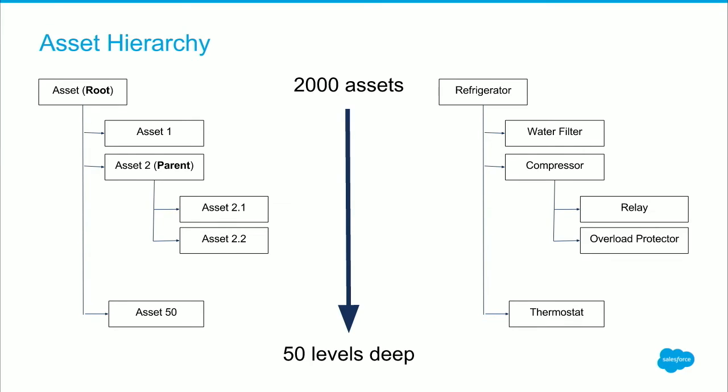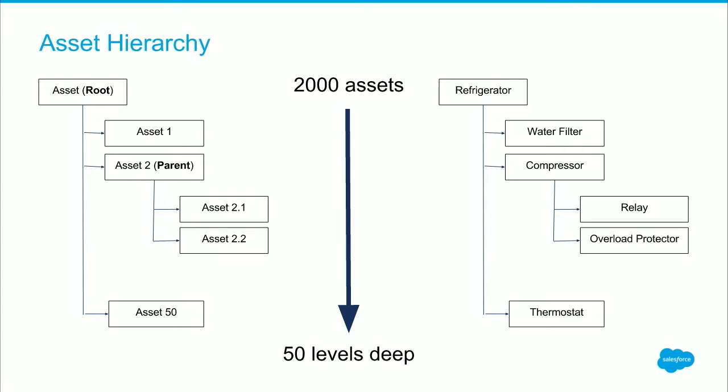What root essentially means is it is your big asset, in this case the refrigerator, and all of the other component assets are now part of this tree hierarchy. So to the left, you can see that the refrigerator is the root, you have the water filter, you have the compressor, which, even though it's a child of the refrigerator, also has the relay and the overload protector as children within the compressor. This is a very trivial, simple example, but you can think about all the different complex scenarios that it is now possible for you to model within the platform.